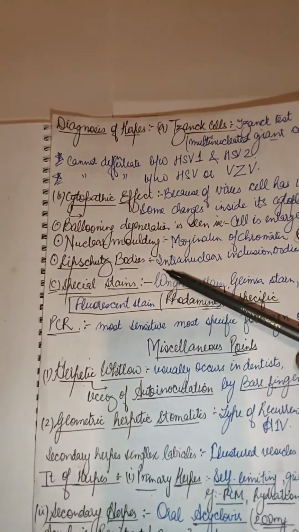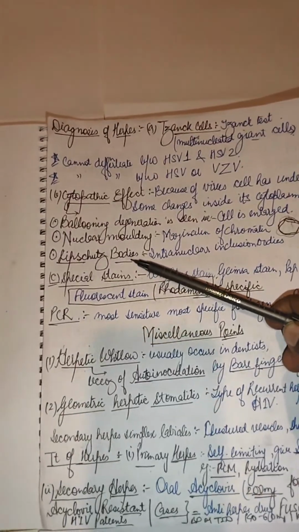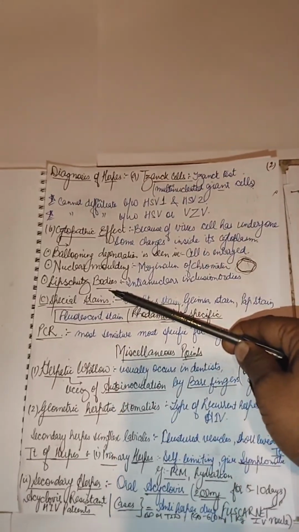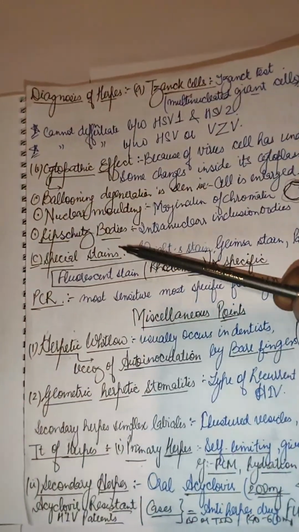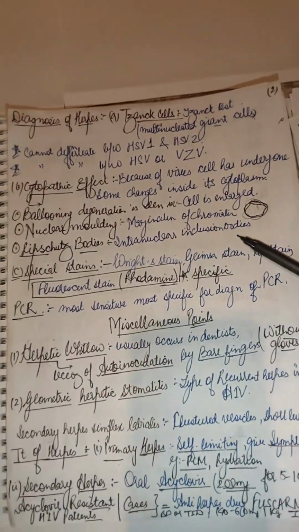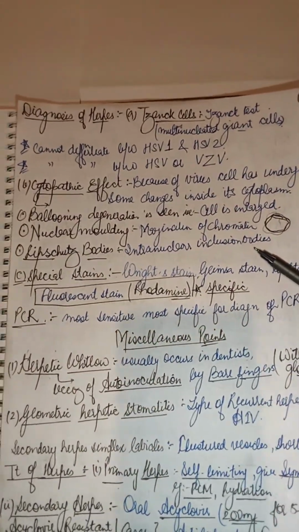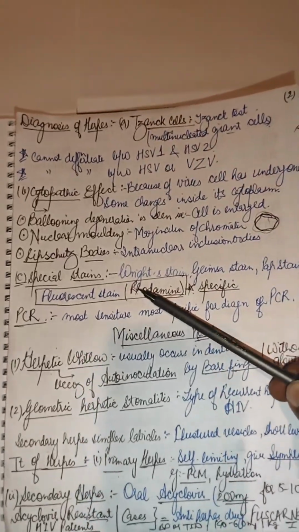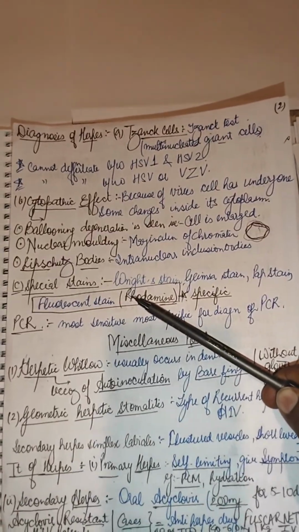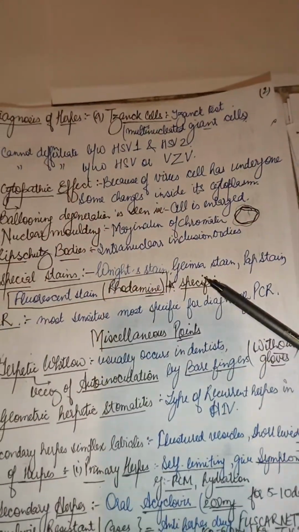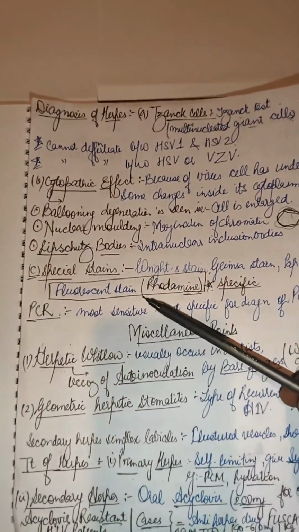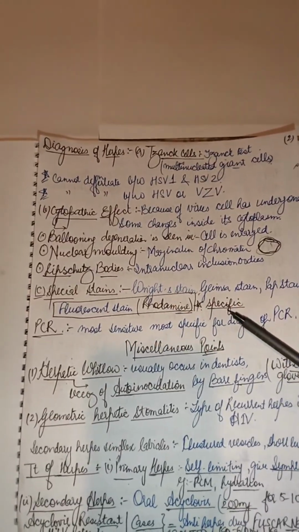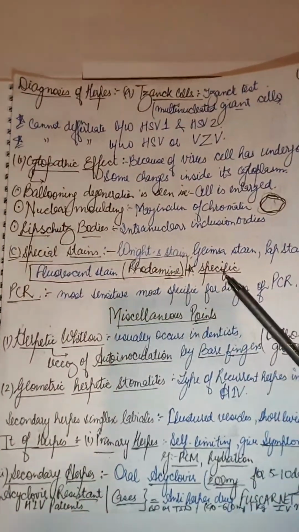The next very important pathognomonic feature of herpes simplex virus is the Lipschütz body. Do students remember, this Lipschütz body is actually the intranuclear inclusion body seen in herpes simplex infection. Apart from this, for diagnosis we can use certain special stains, for example the Wright stain, the Giemsa stain, the Pap stain, and the fluorescent stain, most importantly the rhodamine stain, which is specific for herpes simplex virus diagnosis.